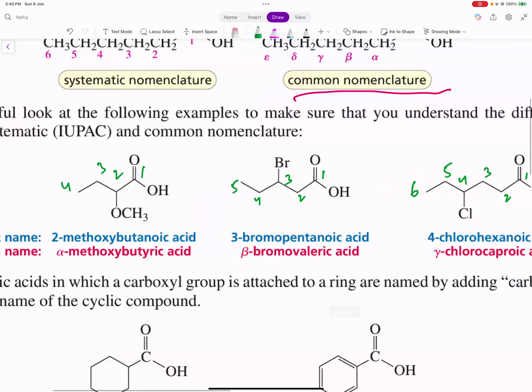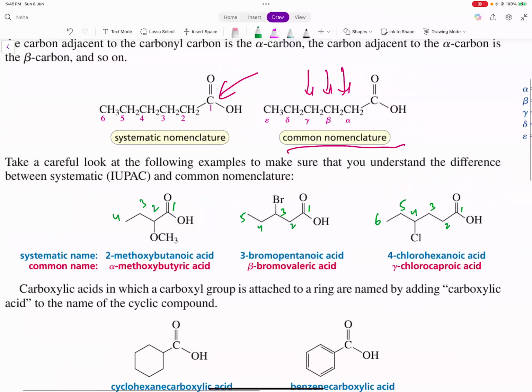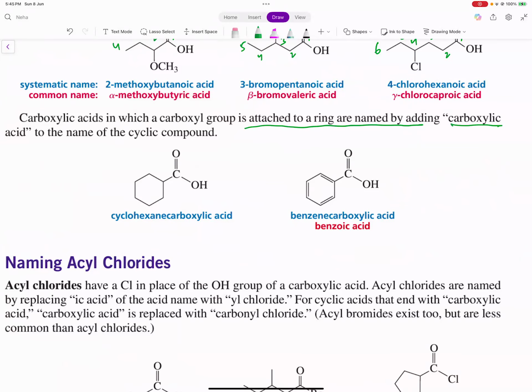And carboxylic acids in which the carboxyl group is attached to a ring are named by adding carboxylic acid to the name of the cyclic compound. So cyclohexane and carboxylic acid, no space between cyclohexane and carboxylic acid. And this one, we are going to call benzene carboxylic acid.